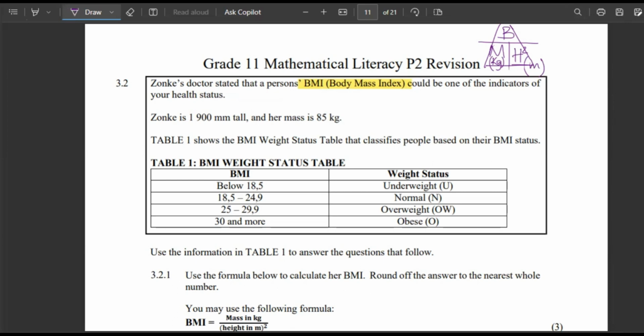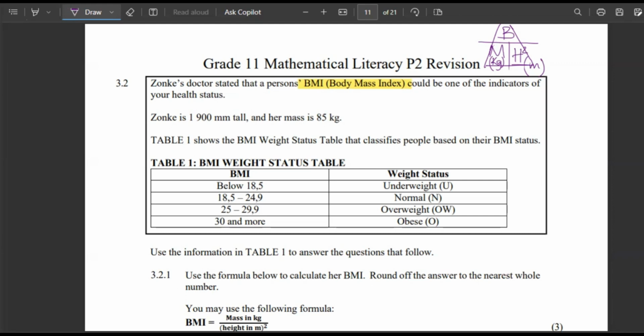And Zucker's doctor said that a person's BMI, body mass index, could be one of the indicators of your health status. Zonke is 1,900 millimeters tall and her mass is 85 kilograms. Now, table 1 shows the BMI weight status, the table that classifies people based on their BMI status.